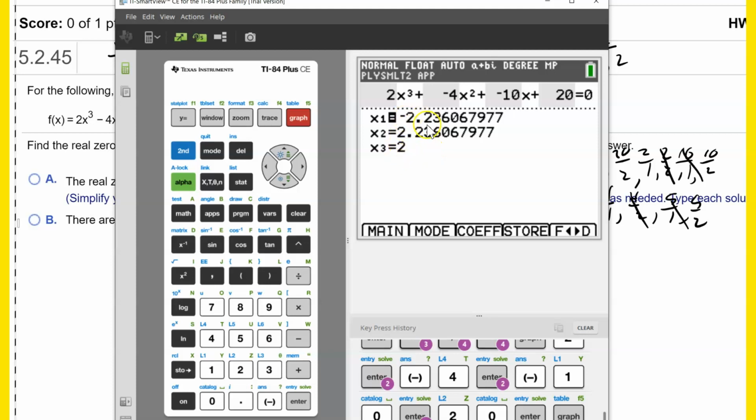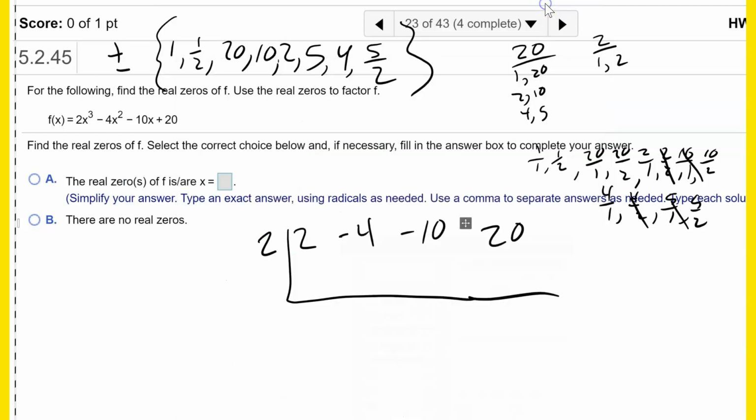And my answers are -2 point blah, blah, blah, +2 point blah, blah, blah, and 2. So again, this is another way. This actually gives me all my answers, but it gives a couple of the irrational ones as decimals that would have to be rounded off. So if you were required to put an exact answer, you wouldn't be able to do it that way. So here's how we can do it. You just use the rational one, which was 2.